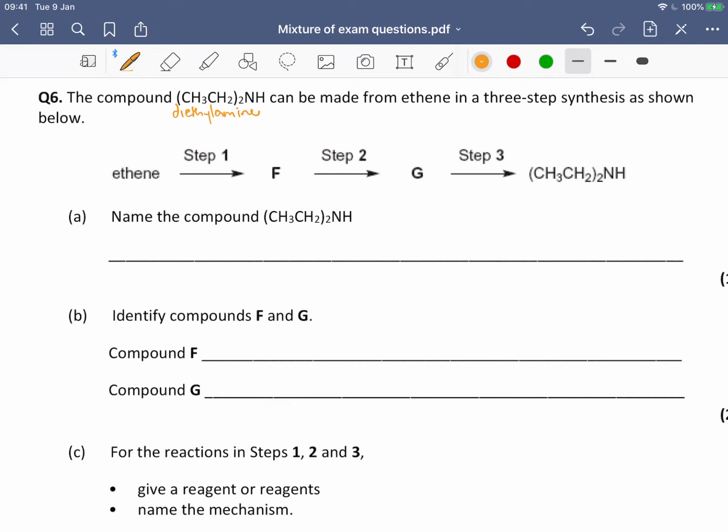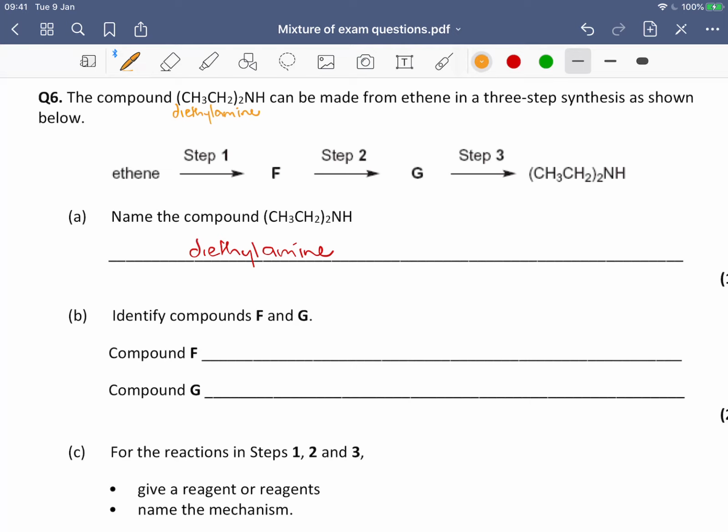So it can be made from ethene in a 3-step synthesis as shown below. Name the compound. Oh, actually, I've already done question A, so let's just do that then. So that's diethylamine.